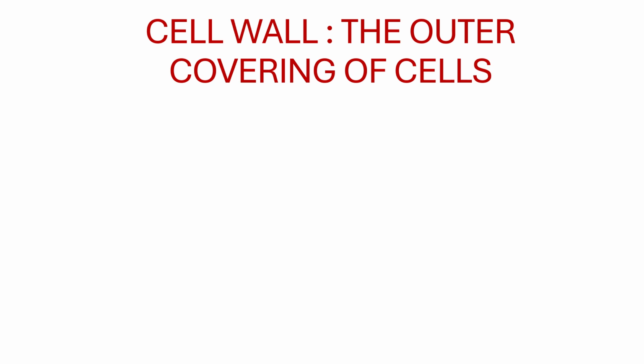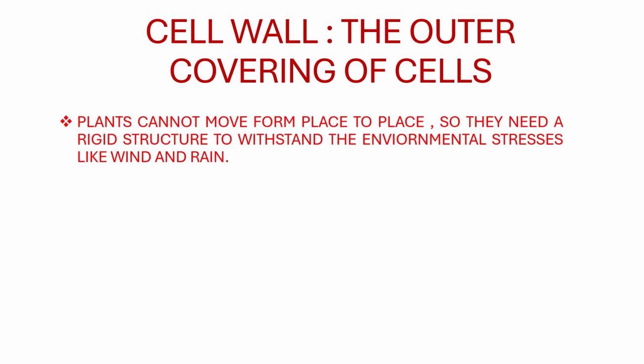Cell wall, the outer covering of the cell. As you have observed in the previous picture, the onion cell has two outer lines. One line is cell membrane and second outer line is cell wall.